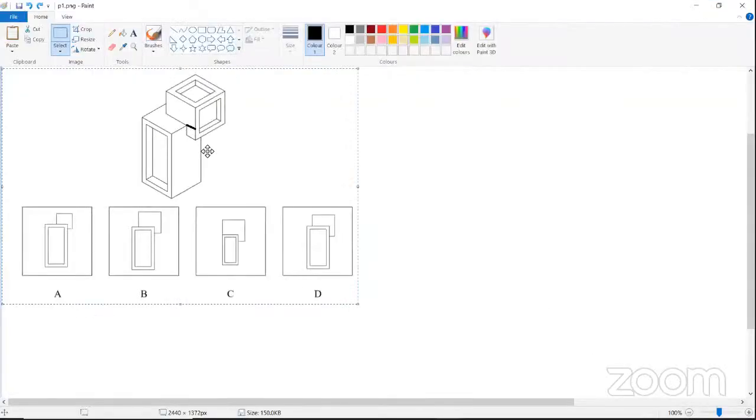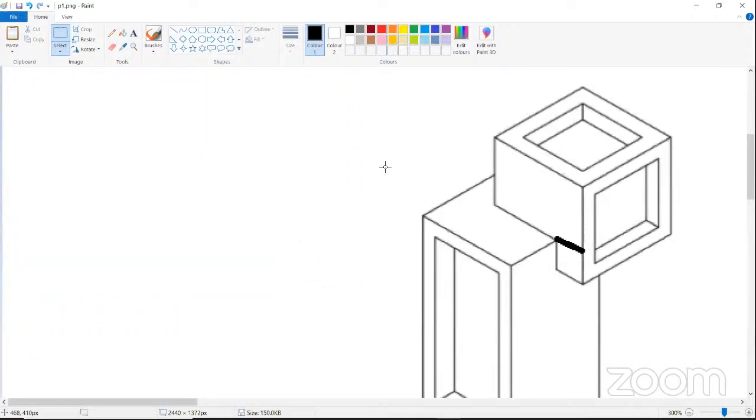In this example, I just drew a line. It's not quite parallel, almost parallel to the cube. Now tell me. Option B. Right, B.